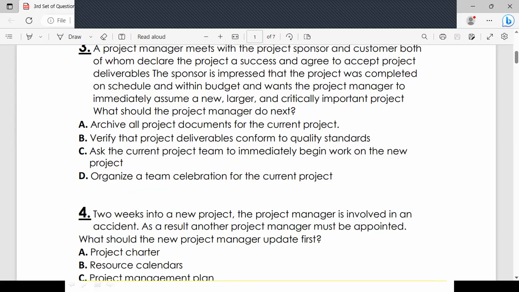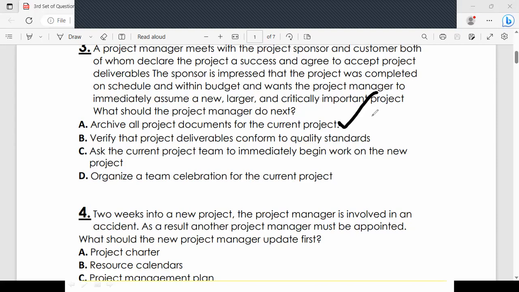What about C? We have to close the current project, then only we can move to the next project. Okay, right? But here the sponsor is asking you to move to the next project immediately. Even though the sponsor asked us to move to the next project, we have to close everything. Being a responsible and accountable project manager, it is your duty to archive the complete project documents for the current project before you move to the new assignment, right?